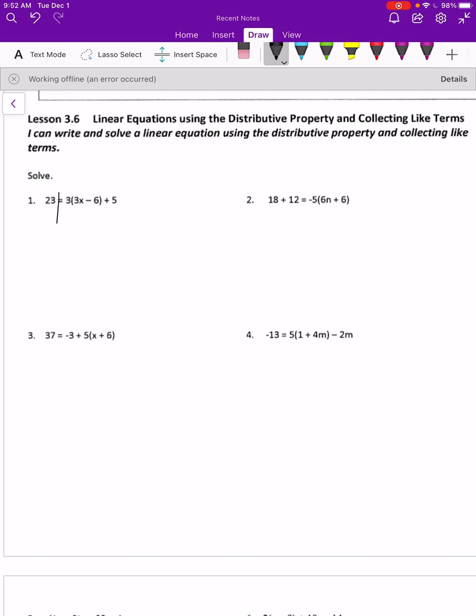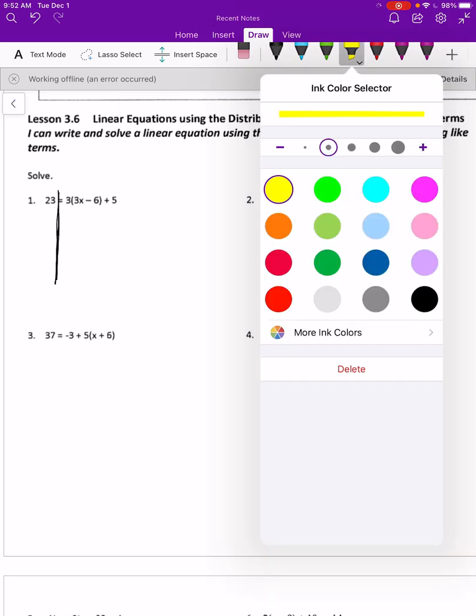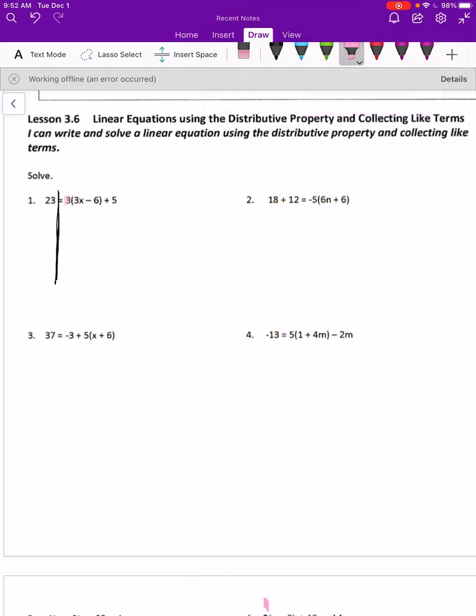So still a balanced equation. So I'm going to draw my line down the center. First thing you're going to look for is a distributive property. I will do distributive properties in pink today just so we can keep track of them. So here is the distributive property, and I know I can always find it because it has those parentheses. So you kind of can point them out with those parentheses. So we're going to do 3 times 3x. So 3 times 3x is 9x, and we're going to do 3 times negative 6. 3 times negative 6 is negative 18. So we've taken care of the distributive property.